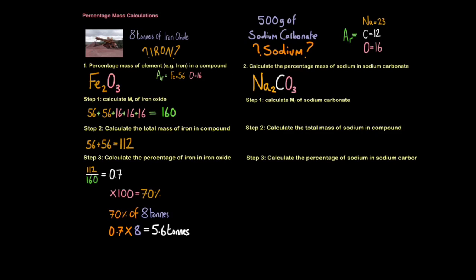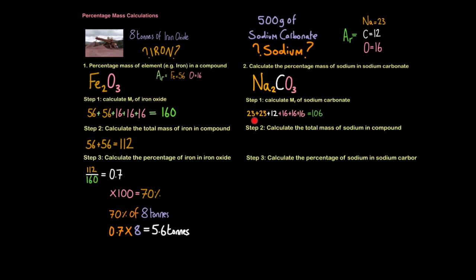So now I want you to have a go. The setup is this. If you have 500 grams of sodium carbonate, what mass will be accounted for by sodium? Here's the formula for sodium carbonate, Na2CO3, and here are the relative atomic masses of the elements in this compound. I'll leave these here so you can stop and pause and see what I've done to help you work out these bits. So pause now.